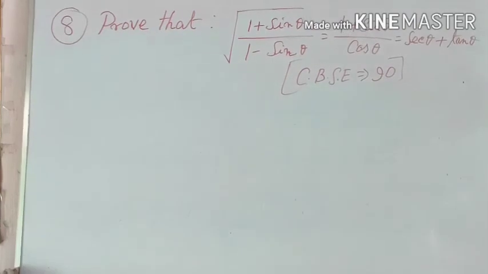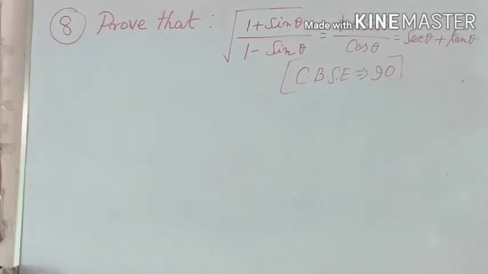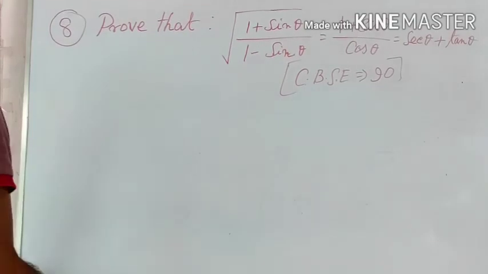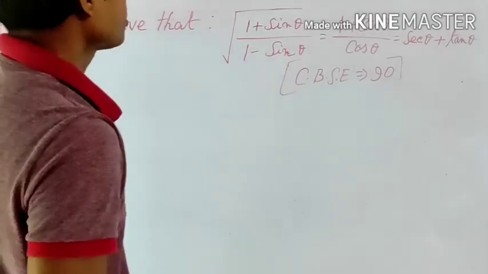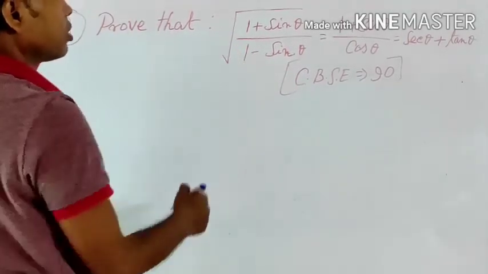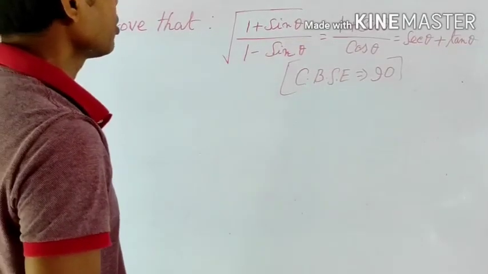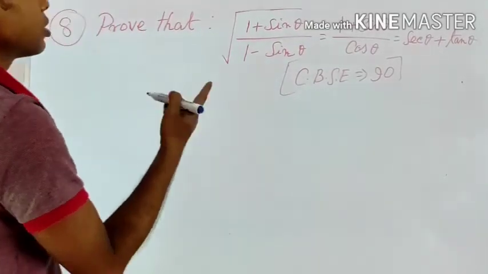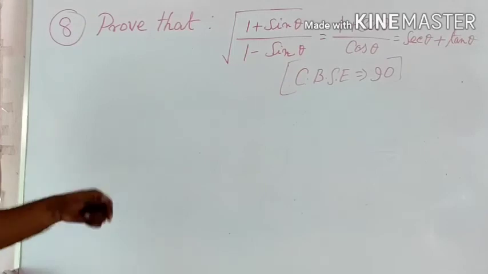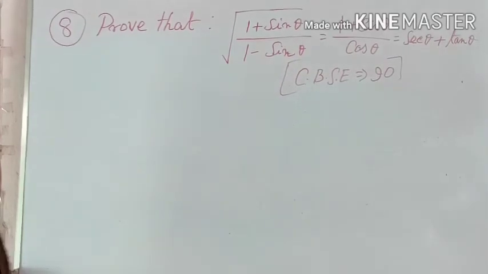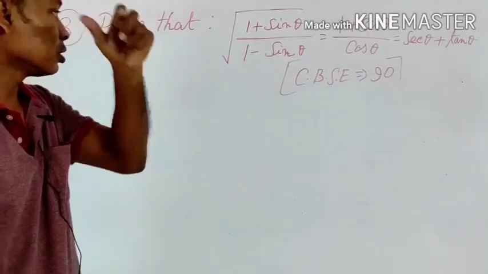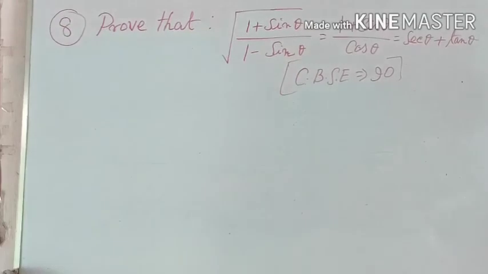So CBSE class 10 question number 8: prove that root over 1 plus sin theta by 1 minus sin theta is equal to 1 plus sin theta by cos theta, which is equal to sec theta plus tan theta. This question has come from CBSE in the year 1990. Okay, this is an important sum for you.